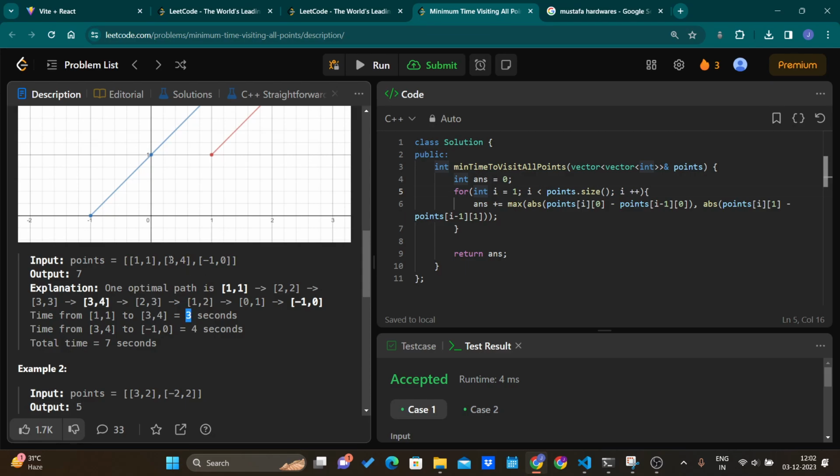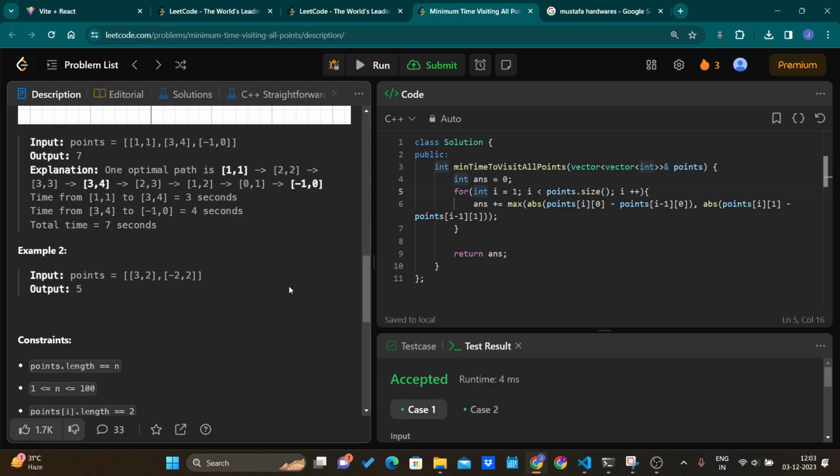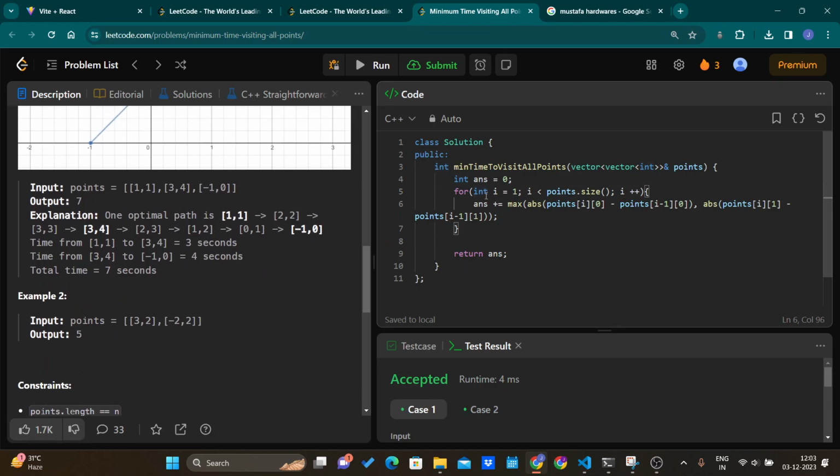And here as well, we will take the absolute difference between the y coordinate, that is 3 minus minus 1, it will be 4. And 4 minus 0, it will be 4 as well. So the maximum between them is 4. So the time taken between them will be 4 seconds. And when we add them all up, we will get the total minimum time required to traverse through all the points in order. So this will be a variable to store our answer.